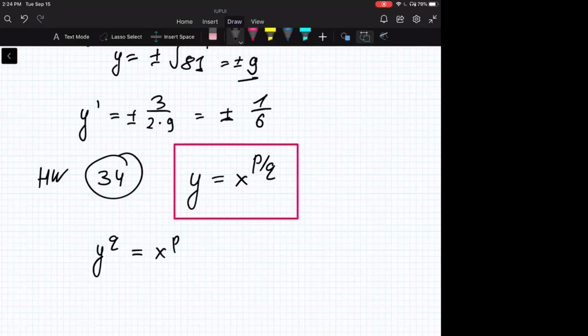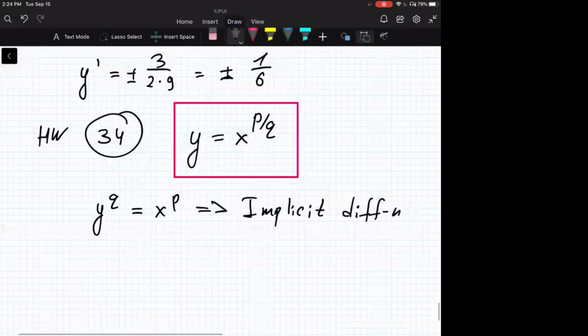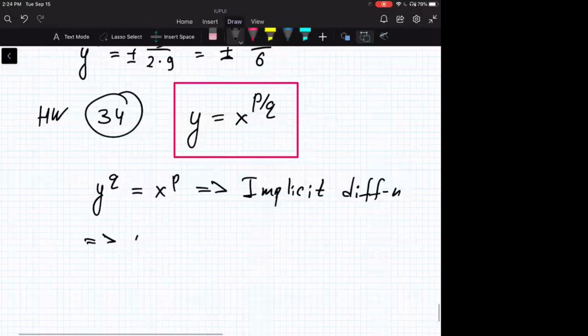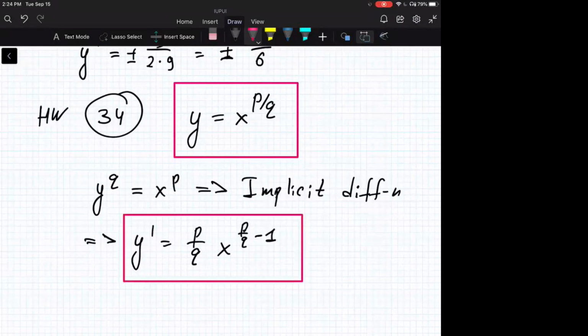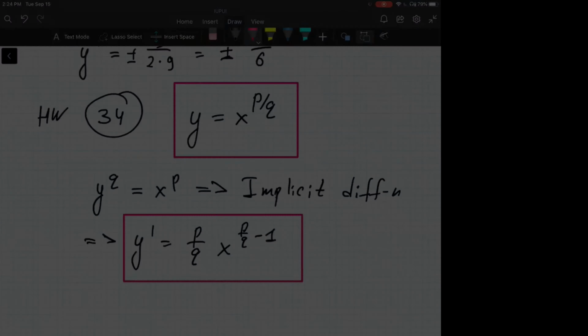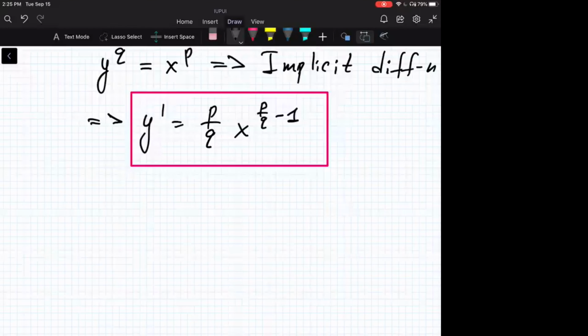And so the strategy is this implicit differentiation. And from that, you will get that y prime will be p over q, x to the power p over q minus 1. And that will prove our power rule in the case when the power is rational. Section 2.9, which is called higher derivatives.